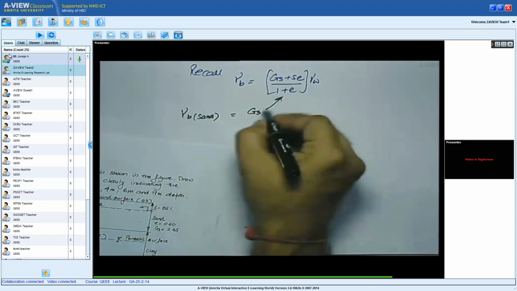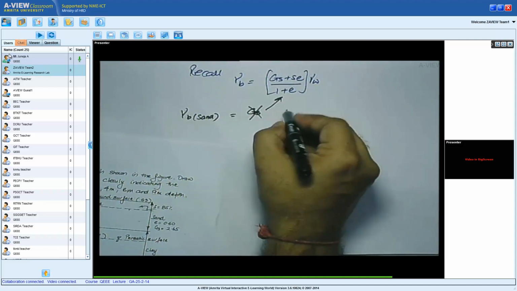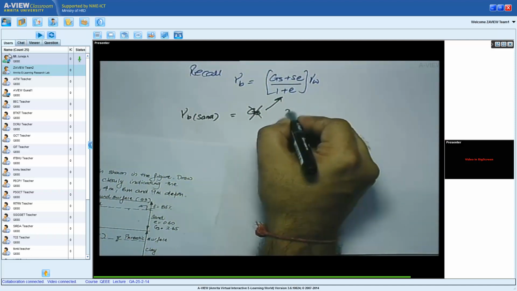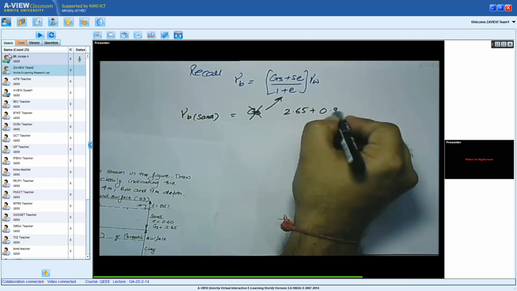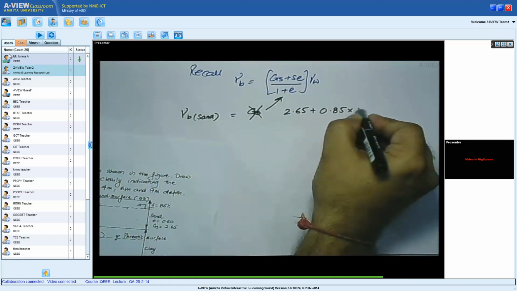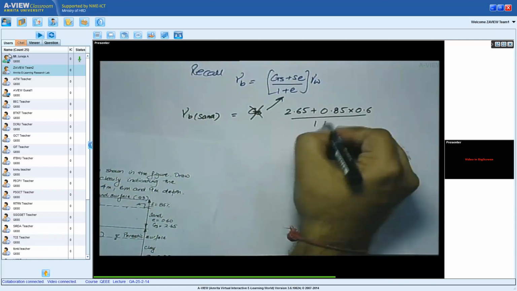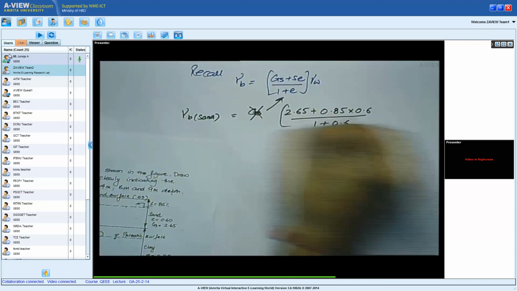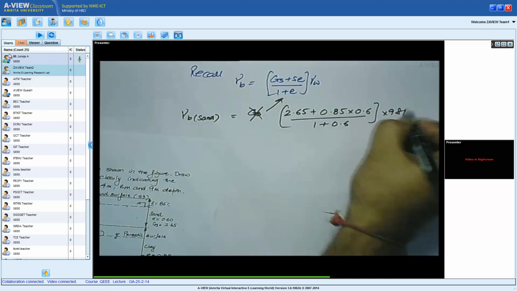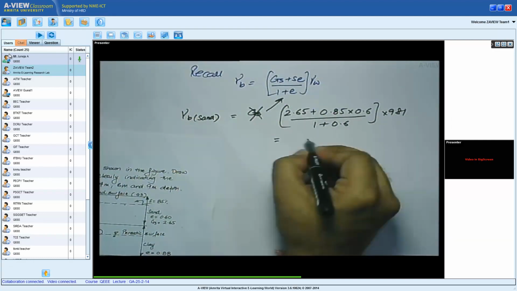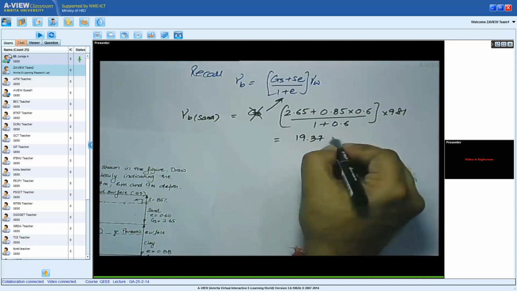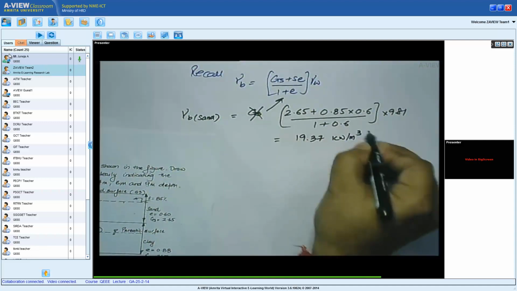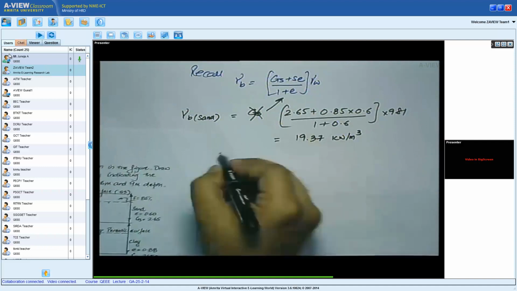I can use this equation. I'll input the parameters. Gs is given as 2.65, plus S is given as 0.85. Void ratio is 0.6. You get over 1 plus 0.6, whole thing times 9.81. If you plug in your numbers, you should get an answer which is 19.37 kilonewton per meter cube. Okay, that's the bulk.